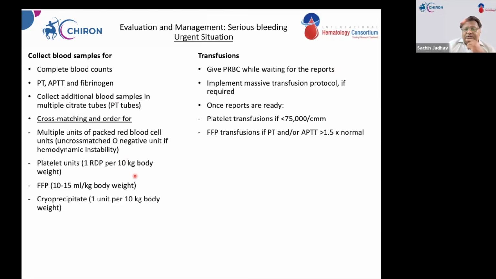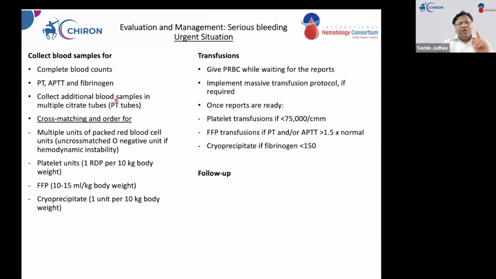If PT ability is more than 1.5 times normal, you've already ordered FFP, transfuse them. And if the fibrinogen is less than 150, transfuse cryoprecipitate. Okay, so these are patients who are sick, and you're not going to look for the perfect coagulation report and diagnosis. You're first managing them.